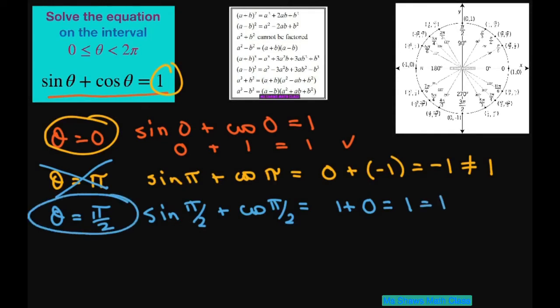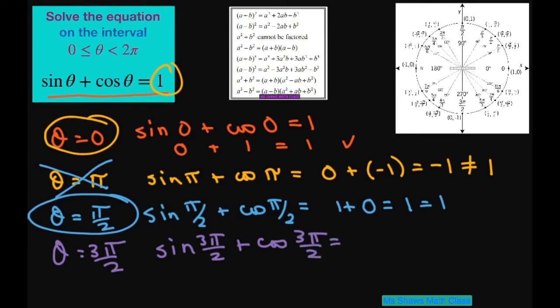And the last one we had was theta equals 3 pi divided by 2. So that gives you sine of 3 pi divided by 2 plus cosine of 3 pi divided by 2. Now this equals negative 1 plus 0, which equals negative 1, does not equal 1, so this one's not a solution.